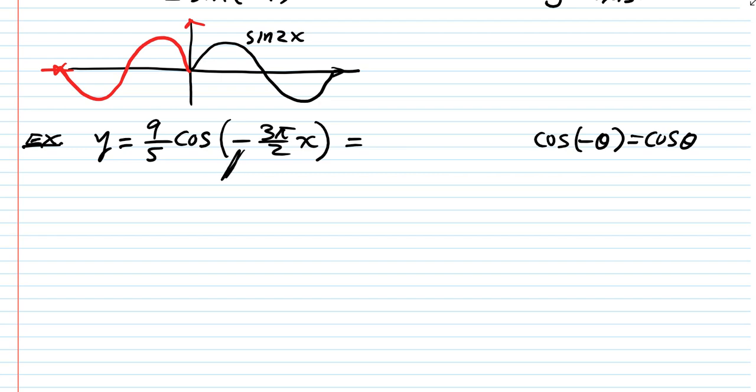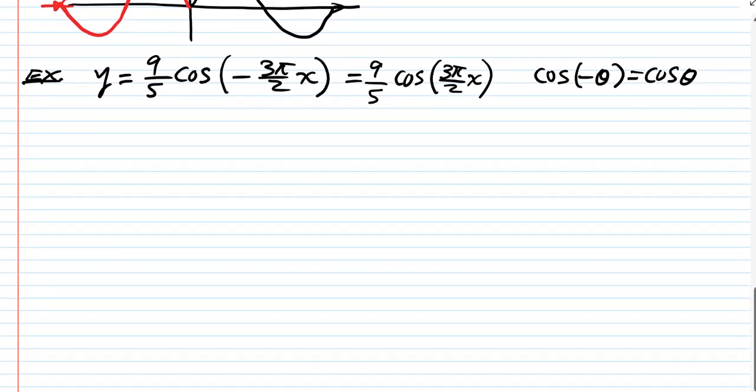The negative that's inside the parentheses, for this reason, therefore, I'm just going to graph this as if it's 9/5 cosine of 3 pi over 2 x. You see that? How I eliminated the negative due to the negative identity for cosine. Now this is easier to graph, isn't it? So just like before, I want to know where is 0 and where's 2 pi. 3 pi over 2 x, set it between 0 and 2 pi.